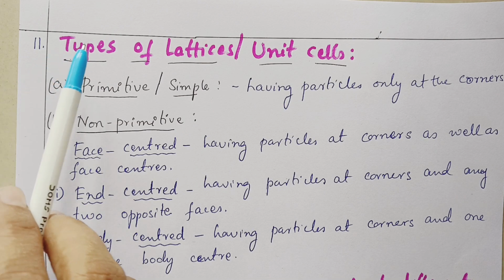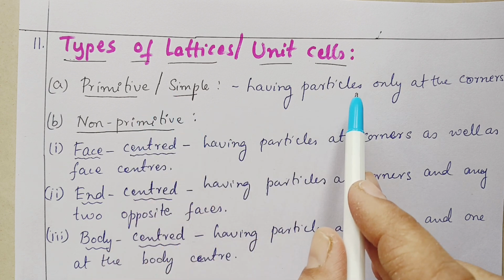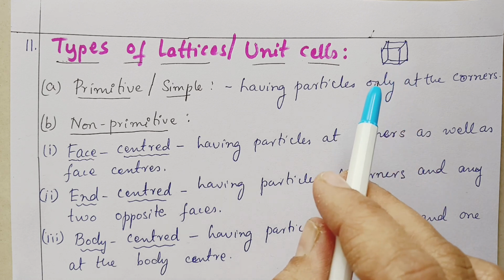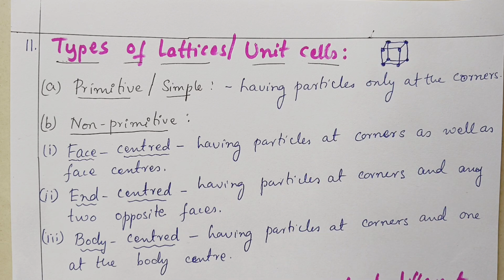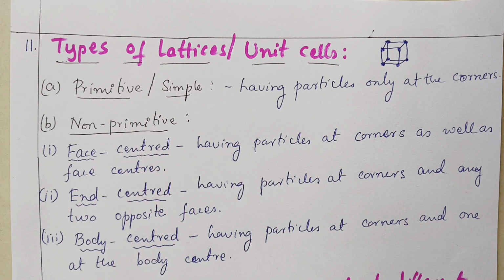Next topic is types of unit cells. We have basically two types of unit cells. One is primitive unit cell or simple unit cell. These unit cells have particles only at the corners. If you consider this as a skeleton of a unit cell, only at the corners we can find particles. That represents a primitive or simple unit cell.